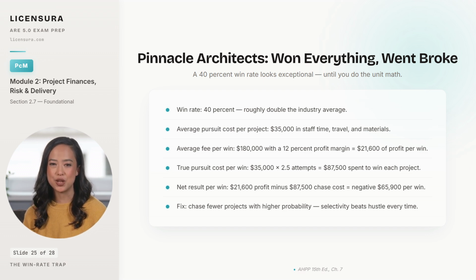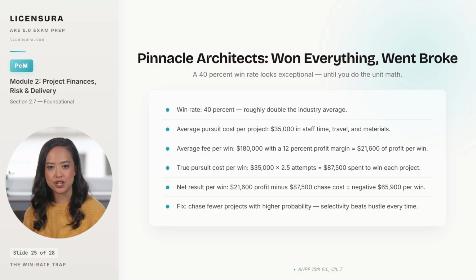The average fee on a win was $180,000, with a 12% profit margin, about $21,600 of profit per project. Every win, therefore, lost the firm $65,900 once you accounted for the chase, and they were quietly going broke while winning more than anyone else.